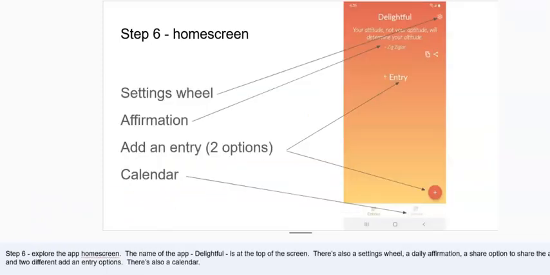Step 6. Explore the app home screen. The name of the app, Delightful, is at the top of the screen. There's also a settings wheel, a daily affirmation, a share option to share the affirmation, and 2 different add an entry options. There's also a calendar.